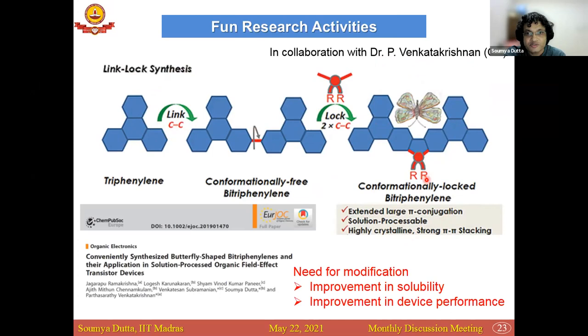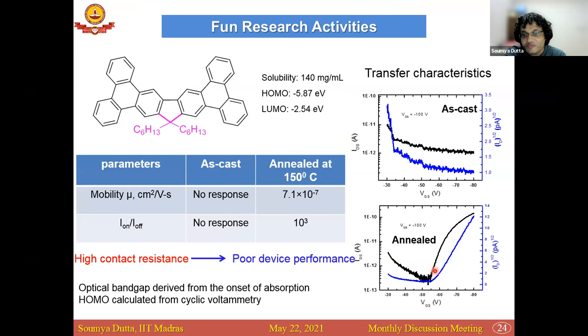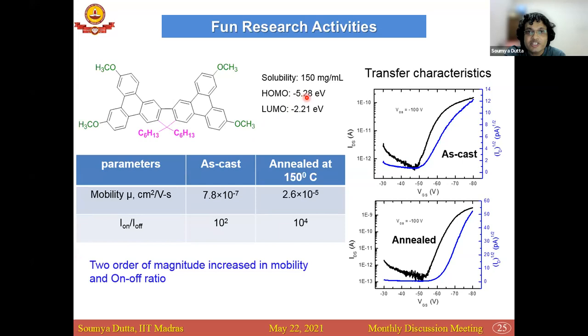The first result was not very good. Obviously it's frustrating, but there's some hope, because as the gate voltage becomes more negative, the current is changing. So some signature is there. But the mobility is really poor. What we see is that some kind of contact effect might arise, because this HOMO level is very, very deep, whereas we are using gold. The gold Fermi level is minus 5.2, so there is a huge barrier here. So we changed the structure to make the HOMO a little closer to the gold. We got some mobility in the cast film and the annealed film. The annealed film had two orders of magnitude higher mobility, which is something positive.